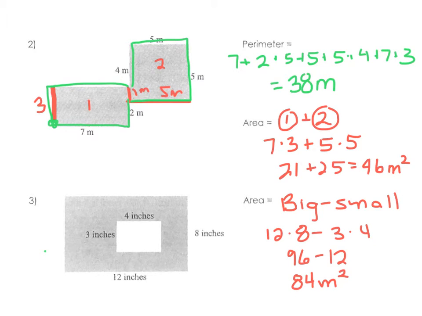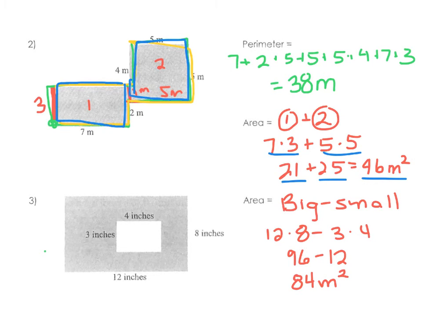All right, for this first one, to find the perimeter, what I did is I took a walk along the edge and I figured out that this was 7 plus 2 plus 5 plus 5 plus 5 plus 4 plus 7 plus 3. And that works out to be 38 meters. To find the area, what I did is I divided this into rectangle number 1, which has dimensions of 7 times 3, and rectangle number 2, which has dimensions of 5 times 5. And I added 21 plus 25 to get 46 meters squared.